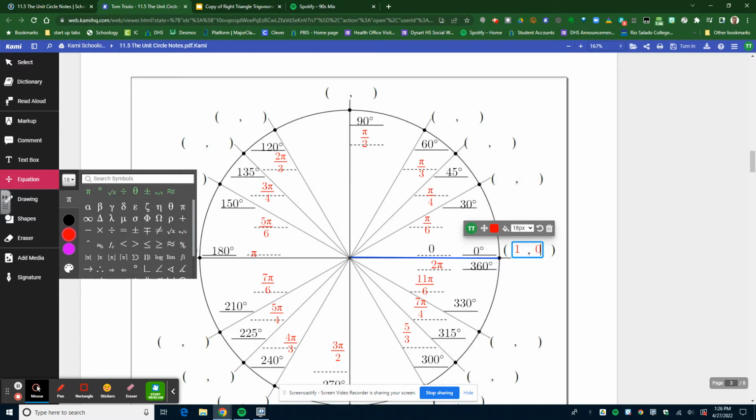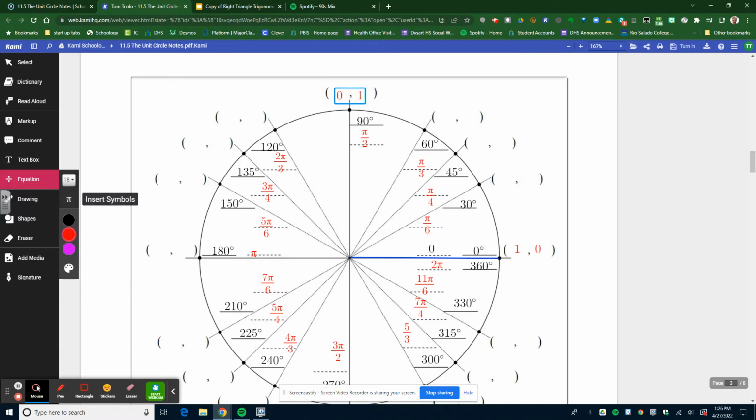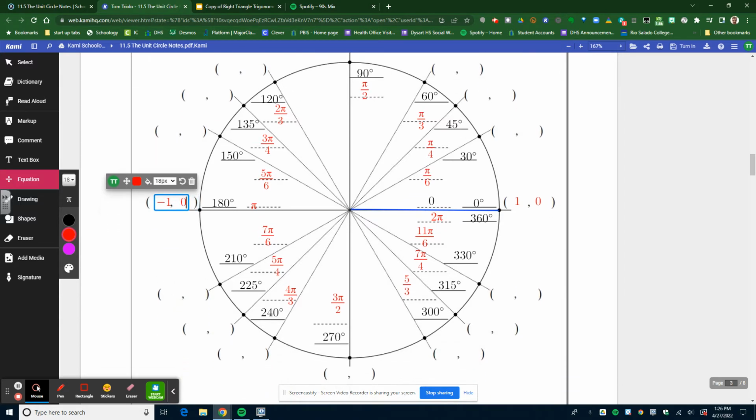I rotate 90 degrees up. This time my x value is 0, but my y value is going to be 1. Okay. If I go to the left, my x value is -1, but my y value is 0 because I'm not moving up at all. And at the bottom, my x value is still 0, but my y value is -1 because I'm going down. Okay. Everything else is going to be between -1 and +1.